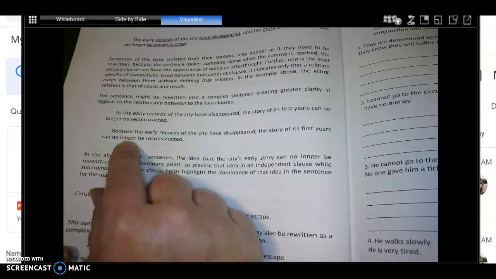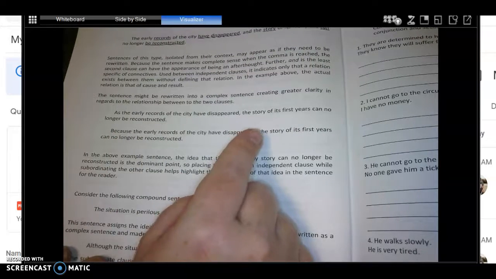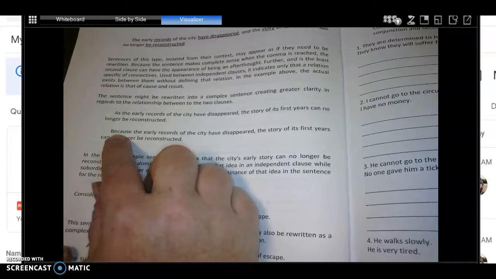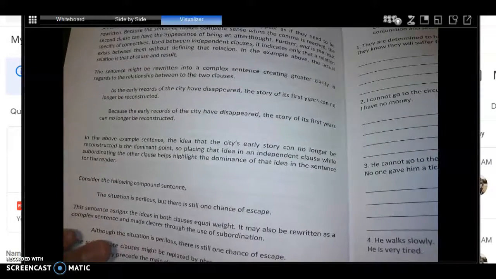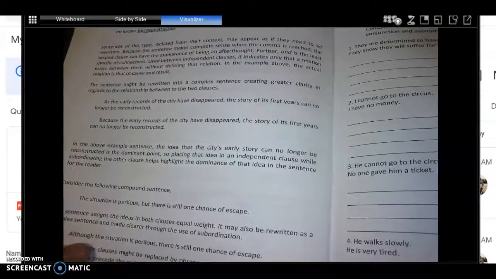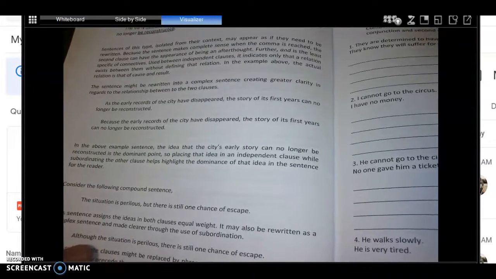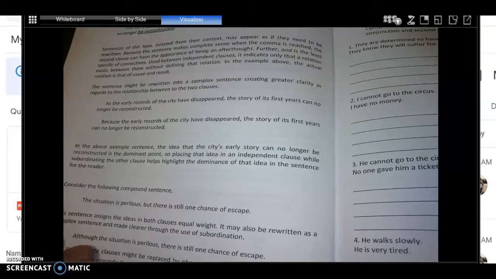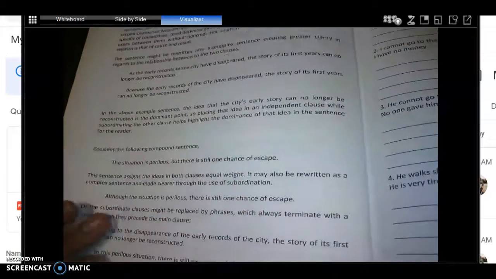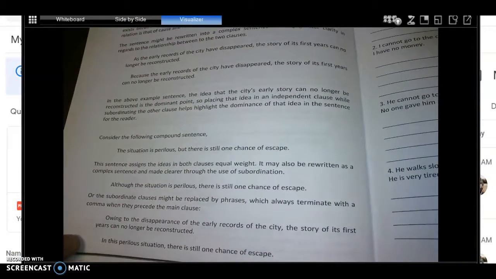Here's another example. Because the early records of the city have disappeared, comma, the story of its first years can no longer be reconstructed. Same idea. I took out the conjunction, I made it a subordinate, and it just creates a different sound. It makes one idea more important and one idea less important, okay? I've made one point that I want to be dominant. I put that in the independent clause. And then what I want to be less important or that pops out less, I've put in the subordinate or dependent clause. And you as the writer get to choose that, okay? All right.